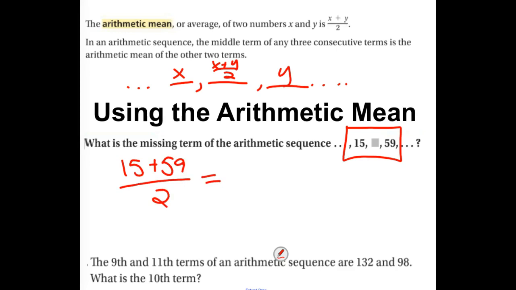What do we end up with? 37. Now, I can check that, right? If I say it's 15, 37, 59, what did I add to go from 15 to 37? I added 22. Can I add another 22 and get to 59? All right. Go ahead and do the next one.